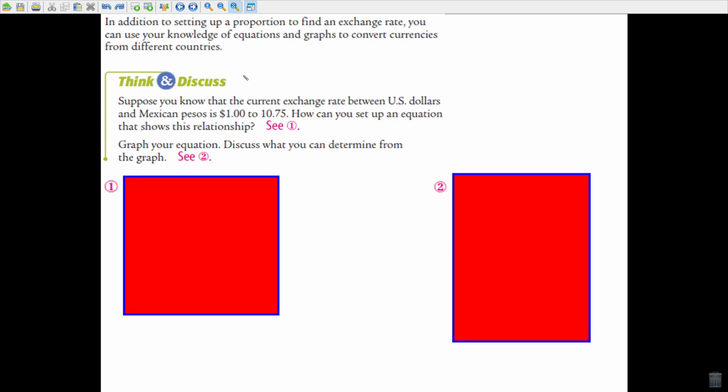In addition to setting up a proportion to find an exchange rate, you can use your knowledge of equations and graphs to convert currencies from different countries. Let's think and discuss. Suppose you know that the current exchange rate between US dollars and Mexican pesos is $1 to 10.75 pesos. How can you set up an equation that shows this relationship? Graph your equation, and discuss what you can determine from the graph.